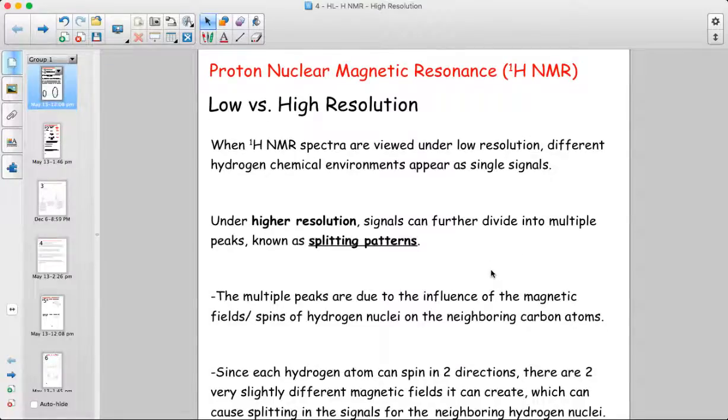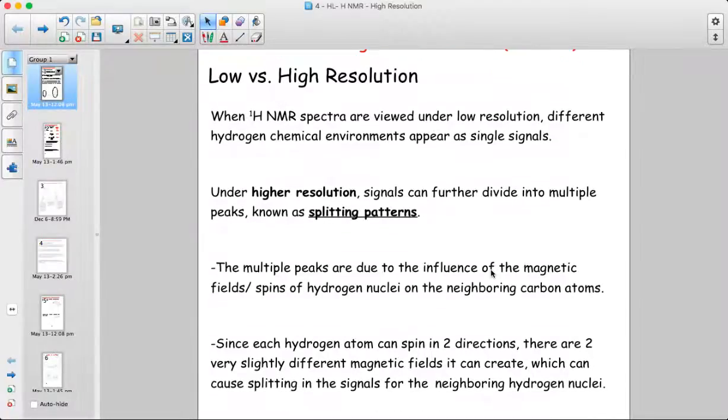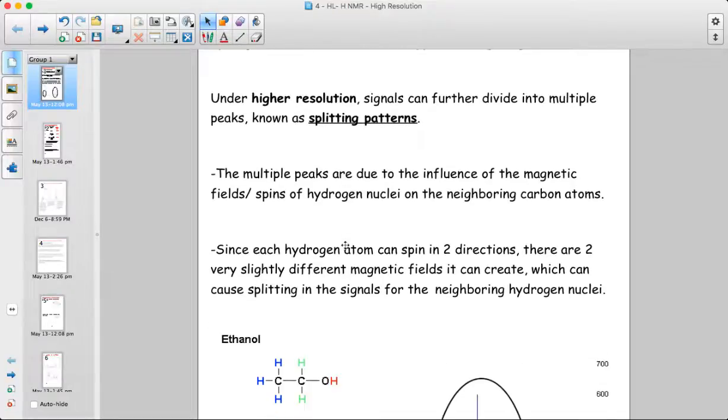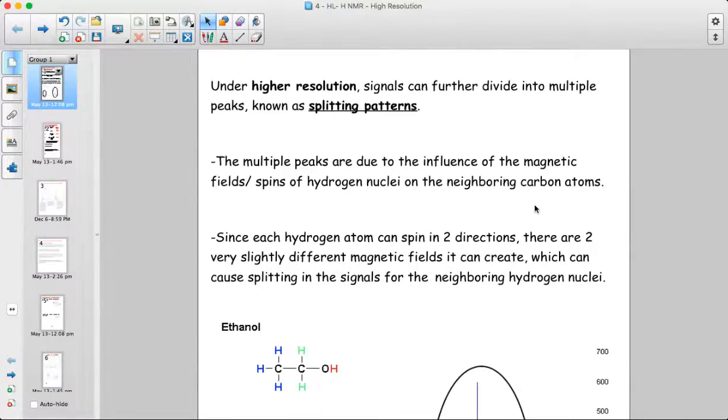But if you look at some of those spectra under higher resolution, you can see that those individual signals can actually be divided up into multiple peaks. The ways that they can split are known as splitting patterns. The multiple peaks are due to the influence of the magnetic fields of the neighboring hydrogen nuclei, so the hydrogens on the neighboring carbon atoms to the hydrogens that you care about. I know that all sounds a little bit confusing when we explain it that way, so we're going to look at some examples that hopefully will clear that up.